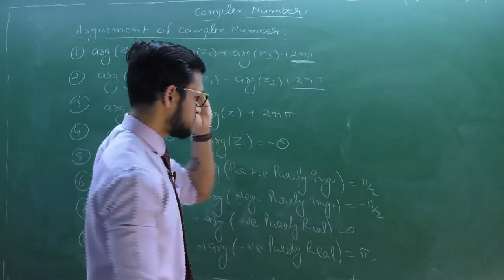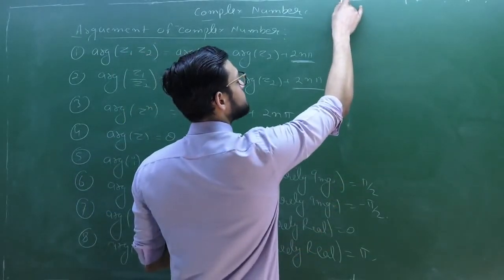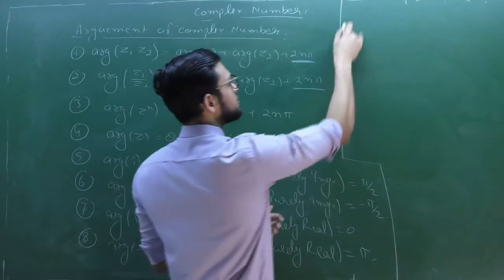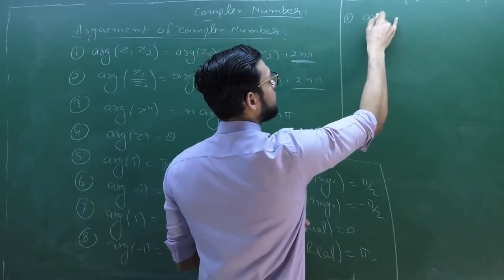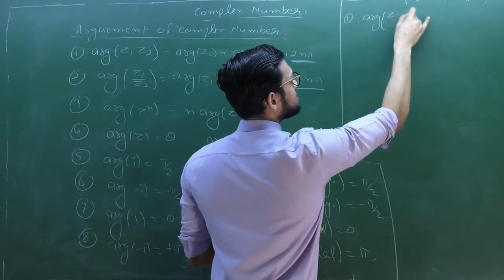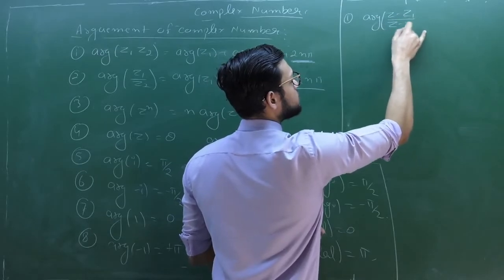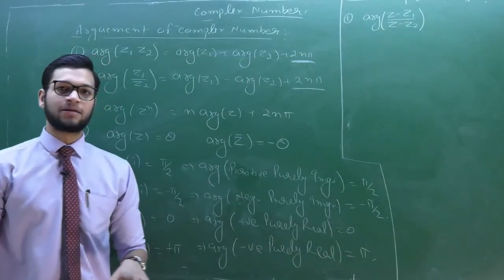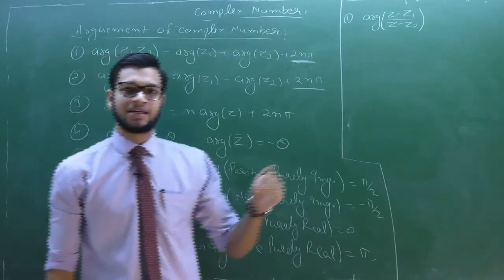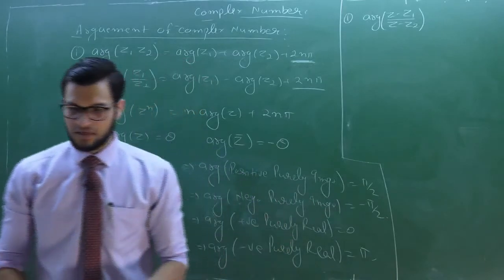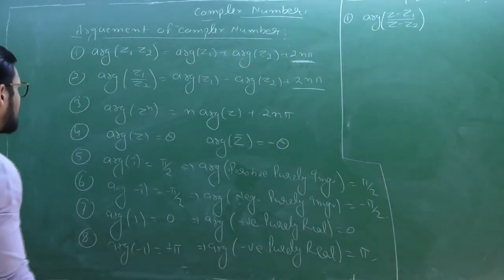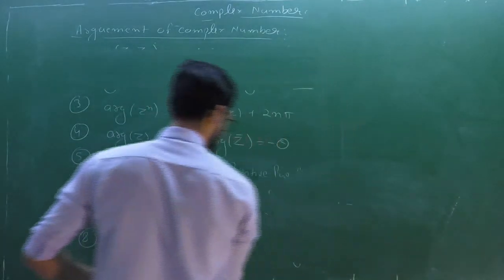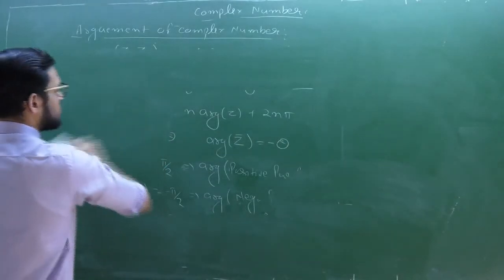So suppose we have the first term as argument of (z minus z1) upon (z minus z2). In this term we have z, z1 and z2. Z is a moving point, but z1 and z2 are the fixed points.